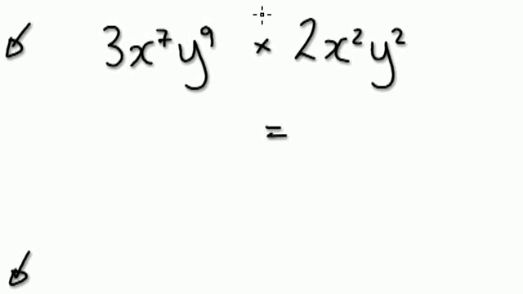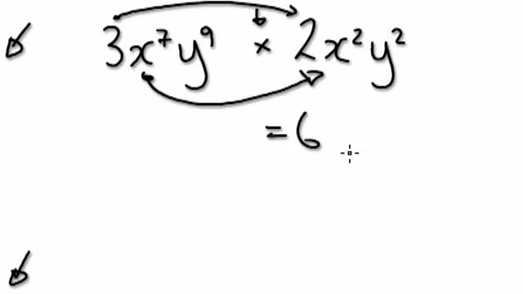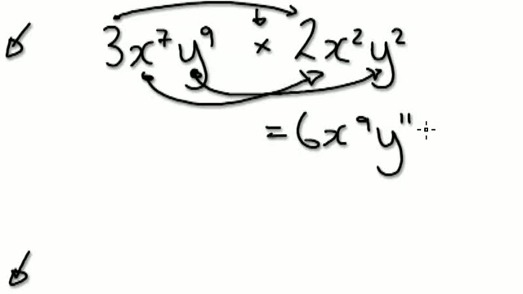Alright, so immediately you can see it's a times, so it's not a trick question. 3 times 2 is 6, and then x to the power of 7 times x squared will be x to the power of 9. Y times y to the power of 9 times y squared will be y to the power of 11.